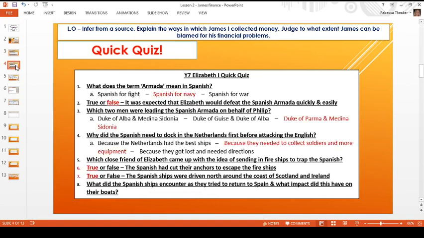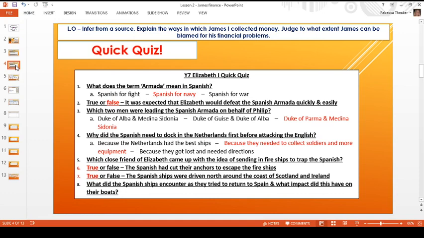Okay, so number one, you should have had B. Armada is Spanish for navy. 2 is false. It was not expected that Elizabeth would defeat the Armada quickly and easily. Spain was probably the most, if not one of the most powerful countries in Europe at that point, and had the strongest navy.